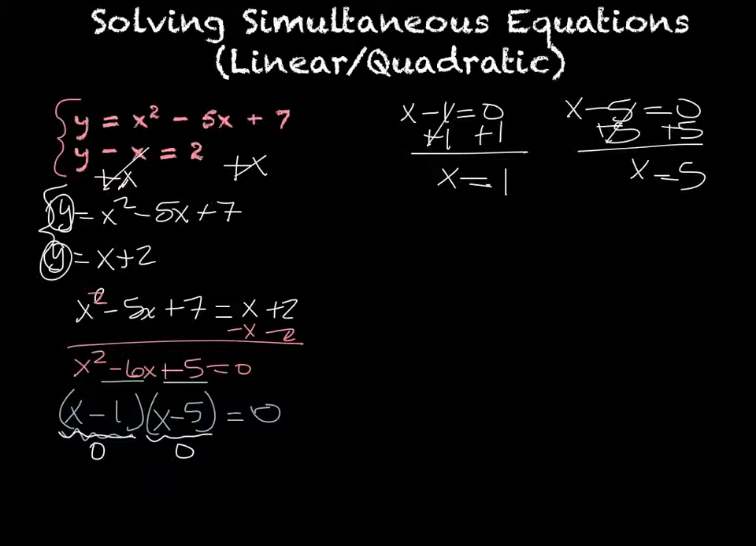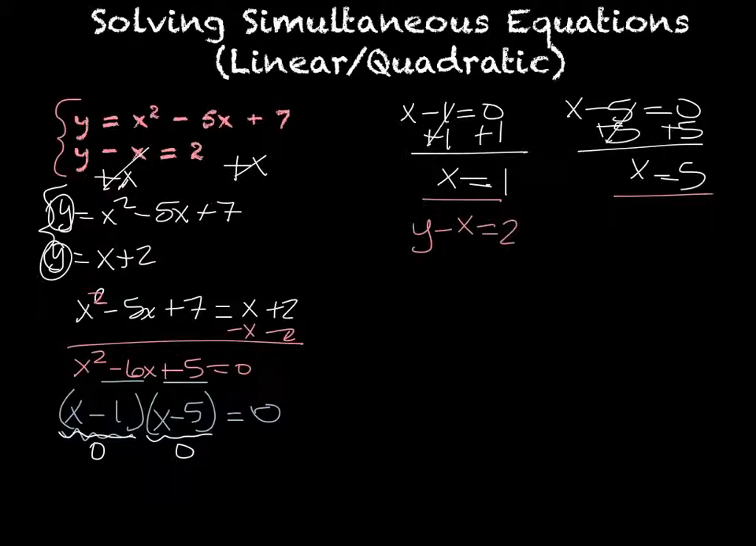But we're not done yet. All we've done is find x. X could be 1, or x could be 5. Now we have to find out what our y would be for each one. So I'm going to pick one of the equations. I'm going to pick the easier one. Y minus x equals 2.